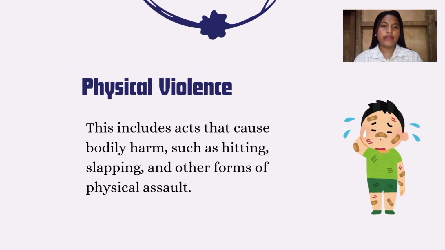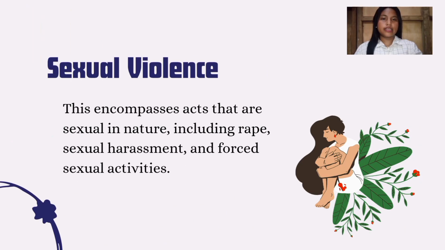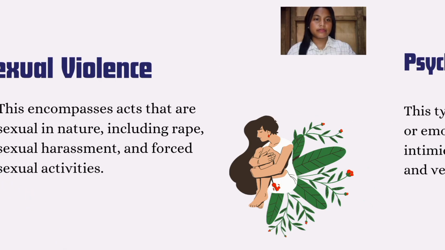So what is physical violence? This includes acts that cause bodily harm such as hitting, slapping, and other forms of physical assault. The second type of abuse is sexual violence. This encompasses acts that are sexual in nature, including rape, sexual harassment, and forced sexual activities.